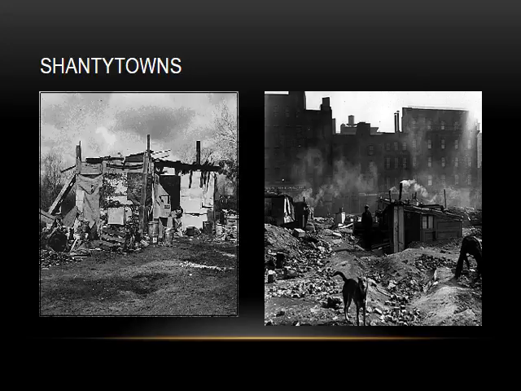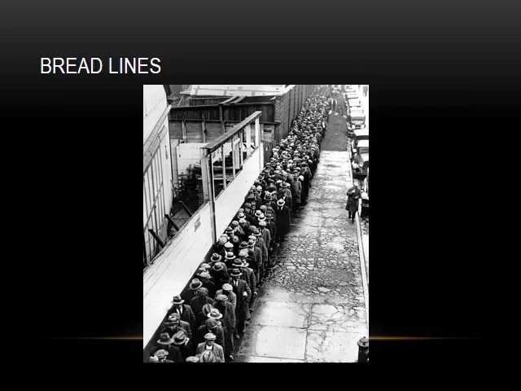Here is an example of a shanty town. As you can see, shanty towns were constructed by whatever people could find for shelter. Here is an example of what is called a bread line, where people would wait almost all day for handouts of bread so that they would not starve. The lines for soup kitchens also resembled this.